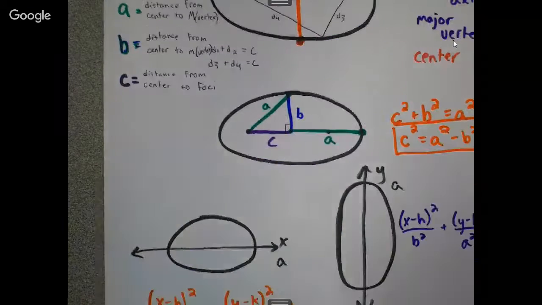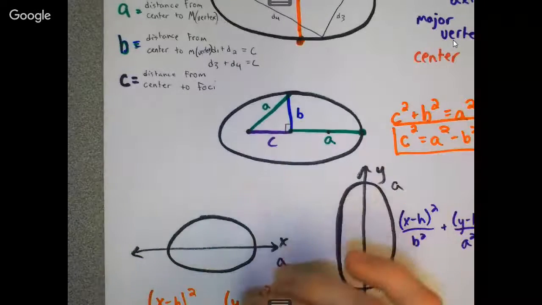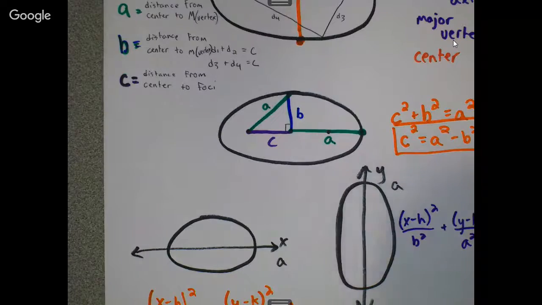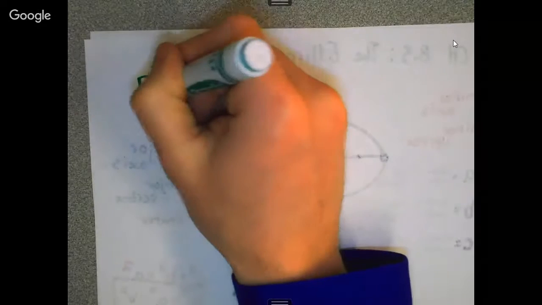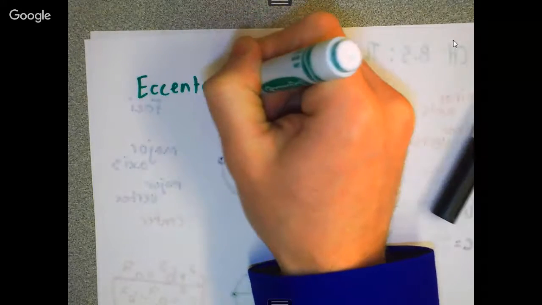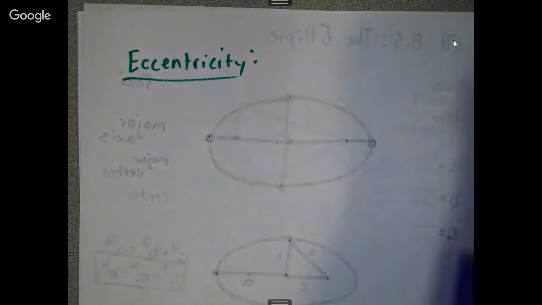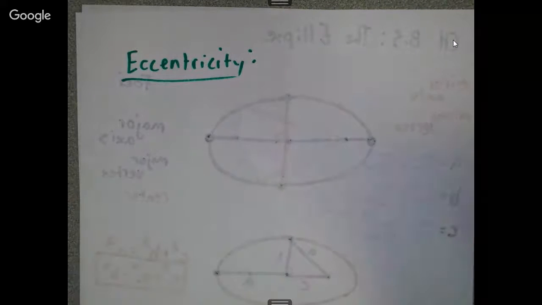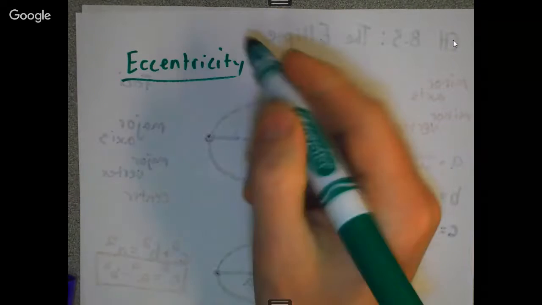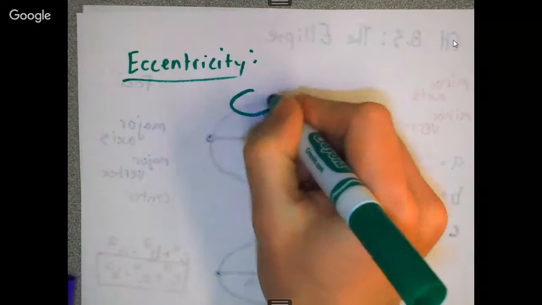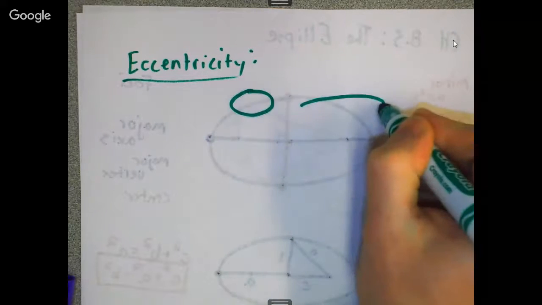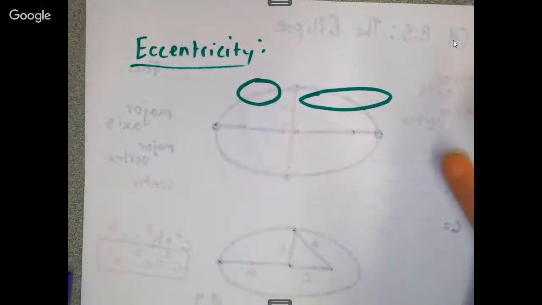Okay, the other thing we have with an ellipse is called the eccentricity. Let me write that down for you. And the eccentricity is just how circular or how flat your ellipse is. So I might have an ellipse that looks like this, or I might have an ellipse that looks like this. Okay, so they are very different in their eccentricity.